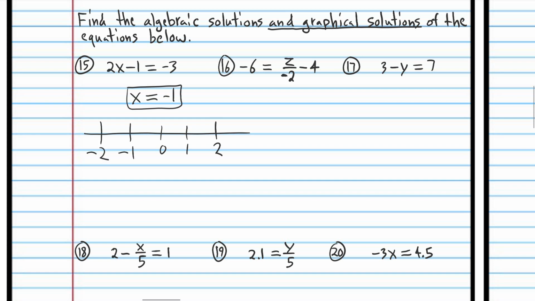you draw a number line, and these divisions should be fairly equal, but they don't have to be exact. You notice I was kind of sloppy there. This one is a lot smaller than that one, but you get the point. So then you just plot -1, and it goes right there, and that's it. That's the graphical solution. So we're going to write algebraic solutions, and we're going to write graphical solutions.